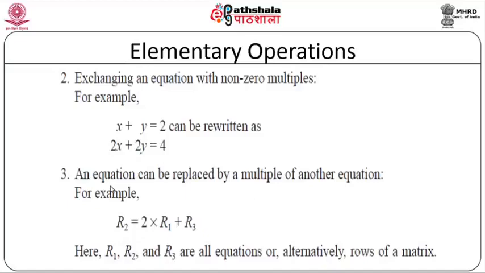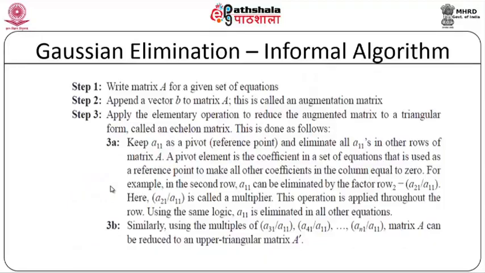The second operation is multiplying by non-zero multiples. For example, we can multiply the equation throughout by a constant, or we can divide the entire equation by a constant, something like this. Thirdly, we can replace one equation by a multiple of another equation. For example, in this case you can see that R1 is multiplied by the constant 2 and row 3 is added to give the resultant new row called R2. So, these are the elementary operations.